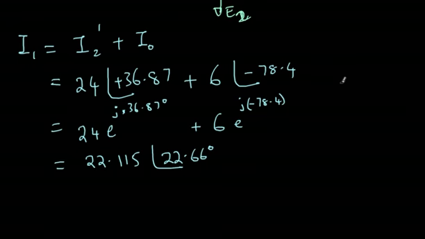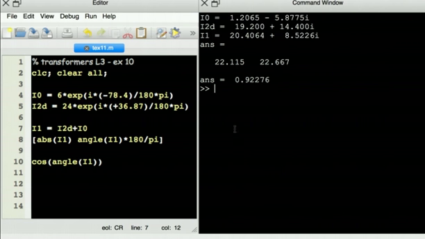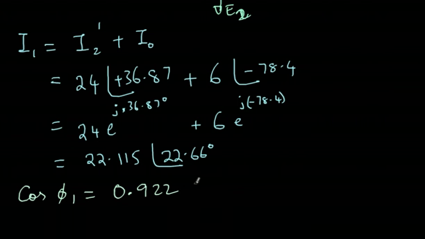Alright. So what is the power factor? Cos of phi 1, I am getting 0.922. So this is lag. I'm sorry, lead. Is it lag or lead? I think it is lead, because the angle is positive. So therefore the power factor is leading.